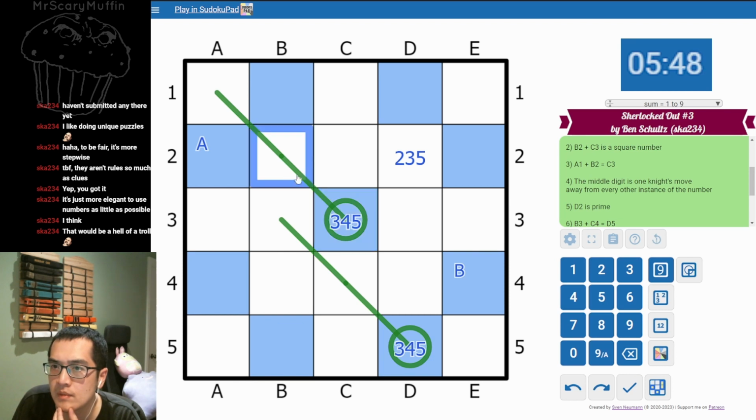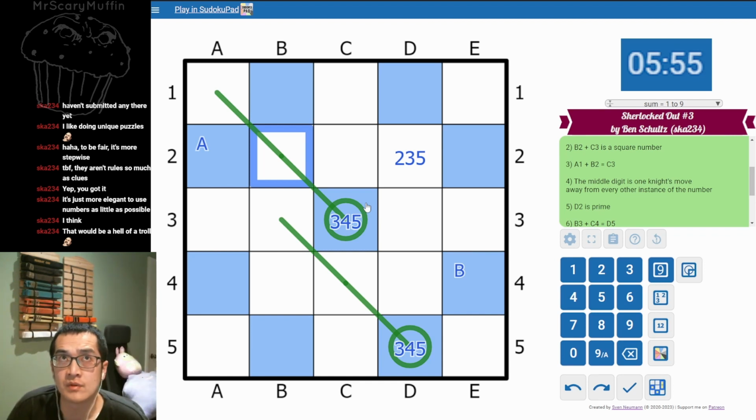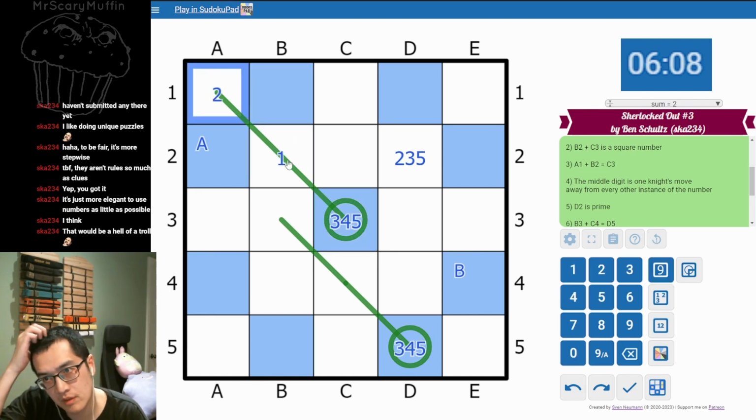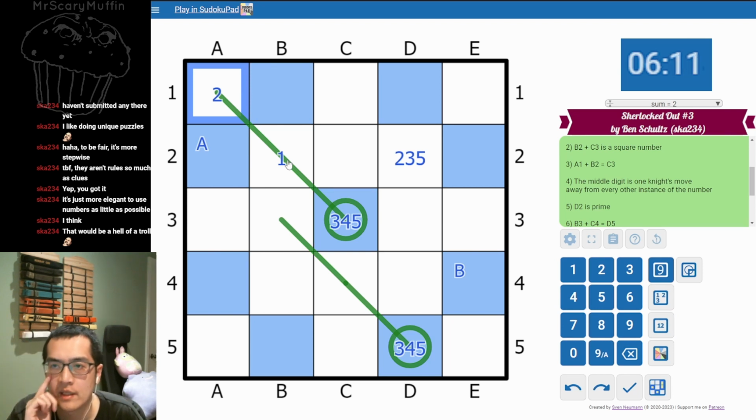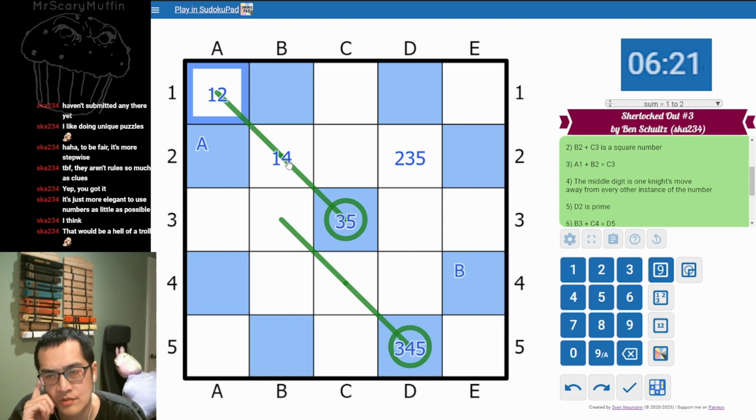B2 plus C3 is a square number. So this is interesting. The easily accessible squares we have are 4 and 9. I don't think we can get to 16. So it's either 4 or 9. If this was 3, this would need to be a 1, and then this would need to be a 2 in order to make them add up to 4. And if it's a 4, 4 is impossible to get up to anything. So this cannot be a 4. And if it's a 5, then this needs to be a 4, and this needs to be a 1 in order to get up to 9. I think that's the only things that work.